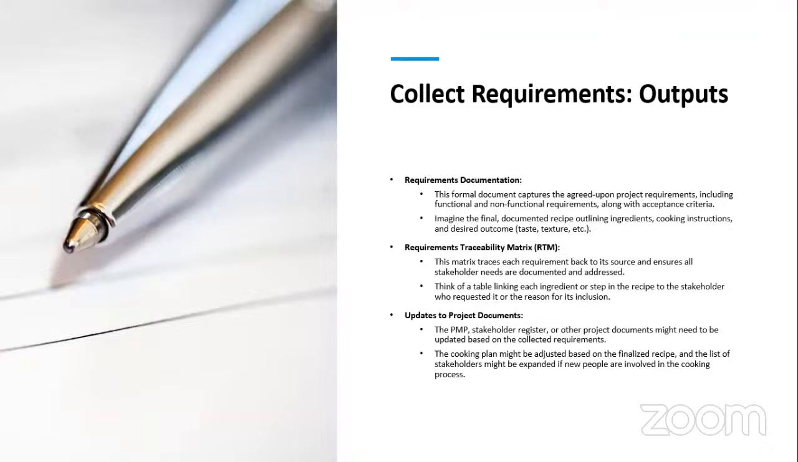On the output, you have requirements documentation, you have requirements traceability matrix, and you have updates to the project documents. Now, I will want to discuss one and two, which are requirements documentation and traceability matrix. Updates on project documents is the standard one, because by the time we get feedback from stakeholders, by the time we get all the changes coming in, we are required to update our documents and make sure that they are in good shape.